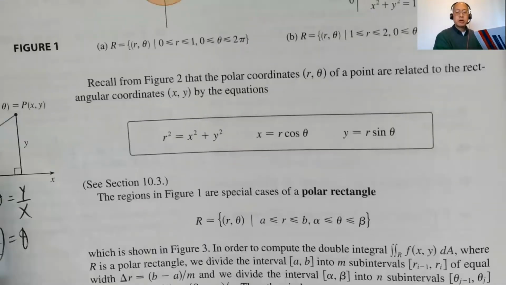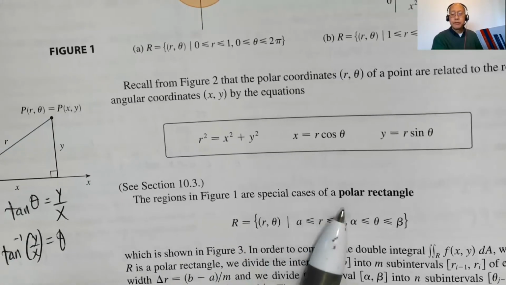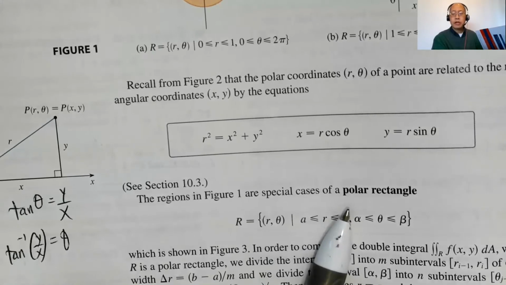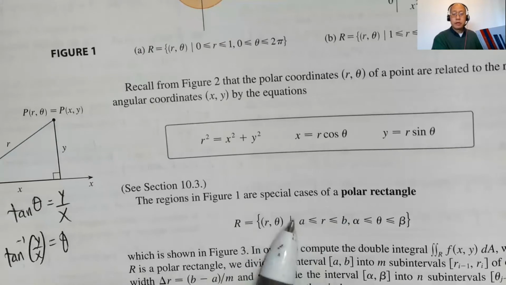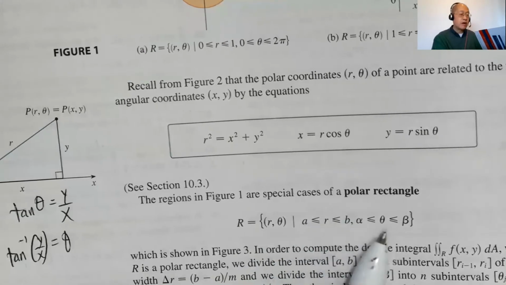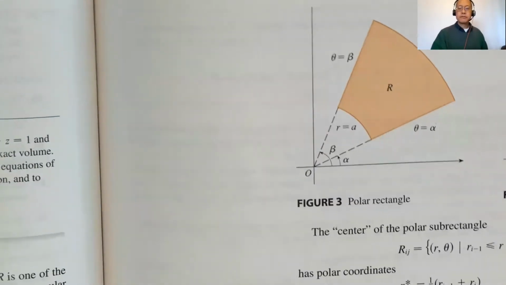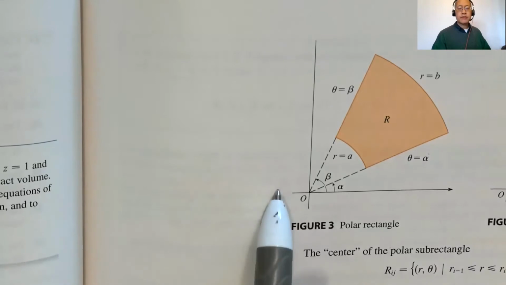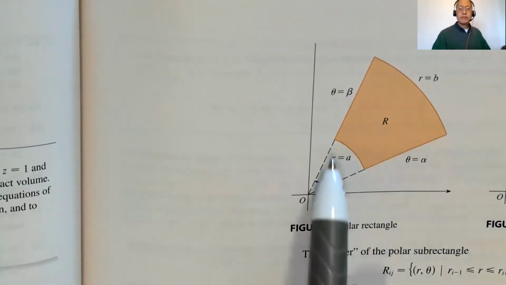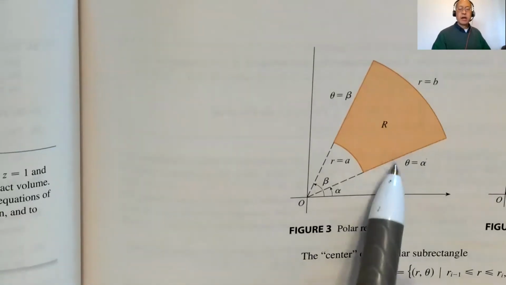This will lead to something called a polar rectangle. It's not a regular rectangle. So r is between a and b, theta is between alpha and beta. So you end up with a polar rectangle, which looks like so. Where r, the distance away from the origin, you can almost think of it as a radius, goes from a to b. Theta is between one angle and another angle.